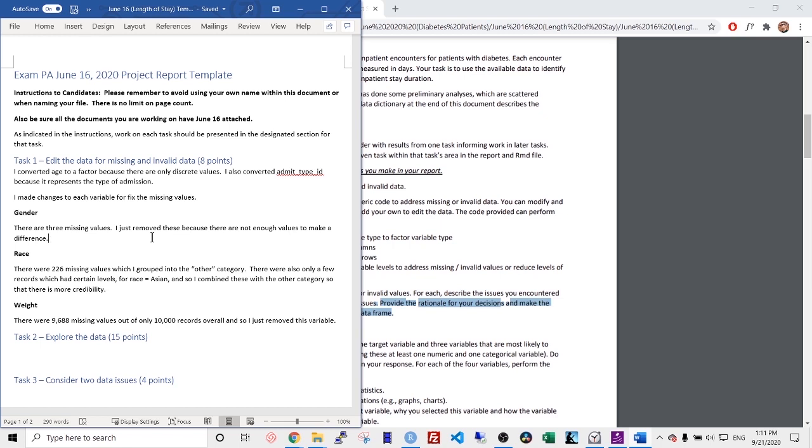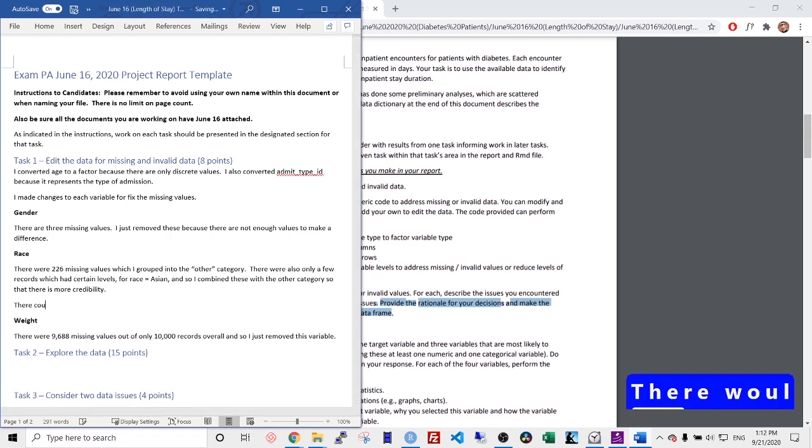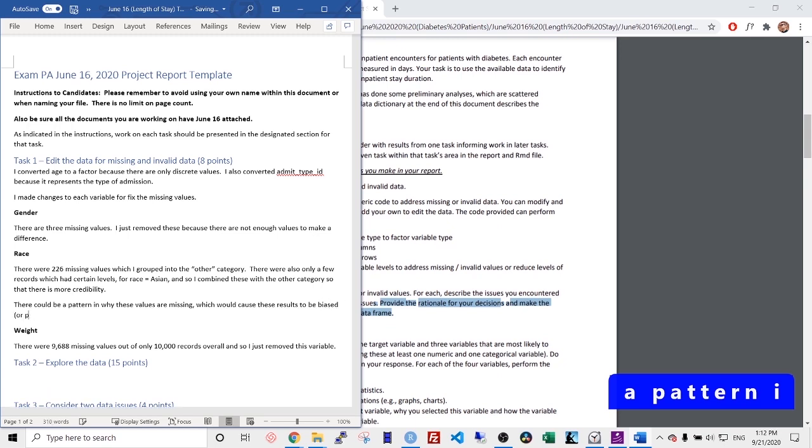And I know this is a lot of extra work, but it's what the question's asking for. So for gender, we said that there were just not enough values to make a difference. For race, we said we group these into the categories, but we also need to say that there could be a pattern in why these values are missing, which would cause these results to be biased or prejudiced.